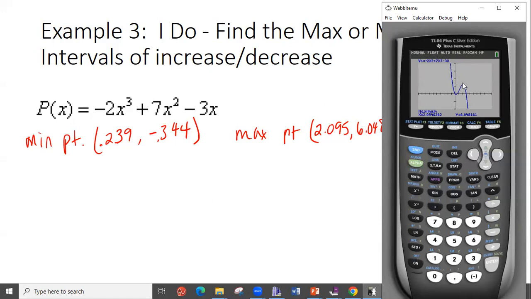So then I guess we'll have to pick it up. But now you have everything to do. So you can say, this is my minimum value. This is my max value, right? So my increase and decrease. So from negative infinity up until this point, I am doing what? Decreasing. So from negative infinity until 239, I am decreasing.